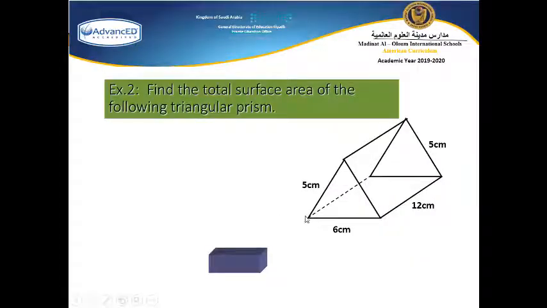Like this question: how do we find the total surface area of this triangular prism? At first, let's find the lateral area. The lateral area uses the formula Ph, the perimeter of the base times the height. This triangular prism has triangles as its bases, this triangle and the other one. Let's find the perimeter of this base: 5 plus 5 plus 6, multiplied by the height. Then the lateral area is 192 square centimeters.